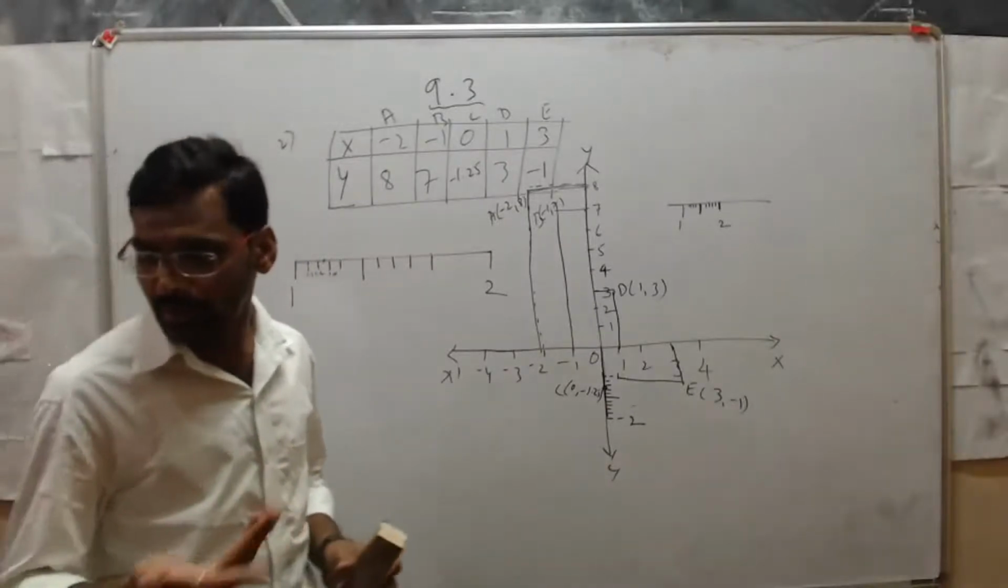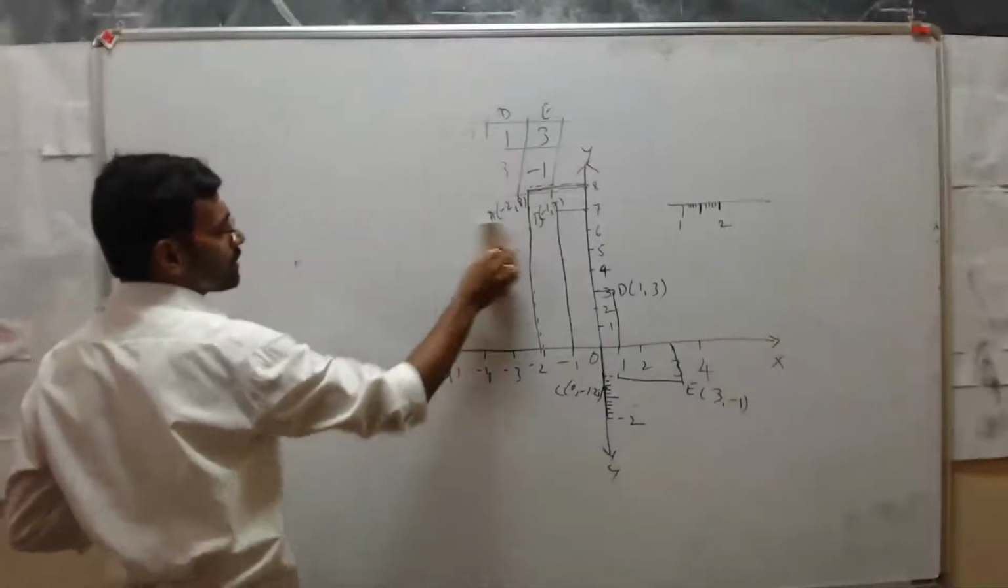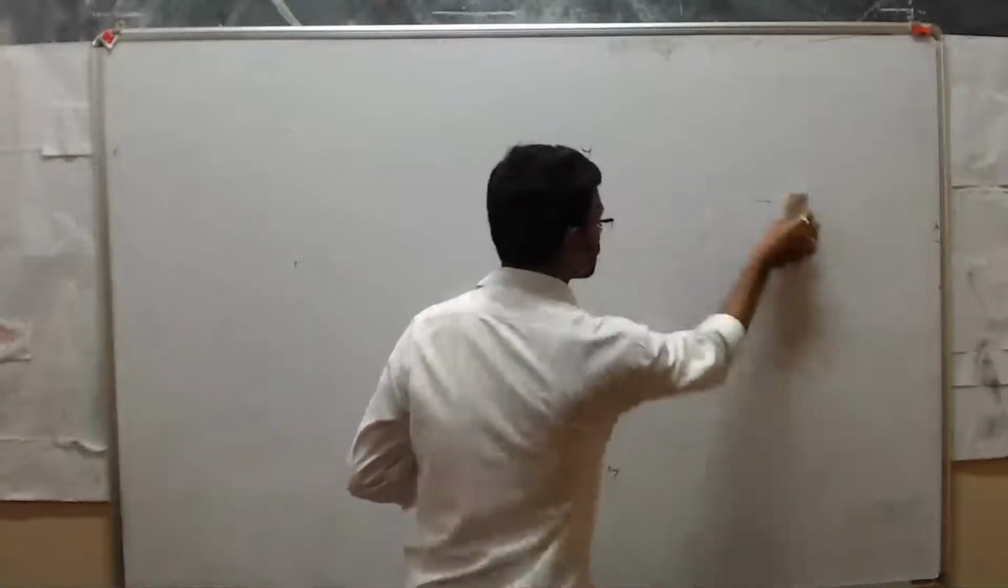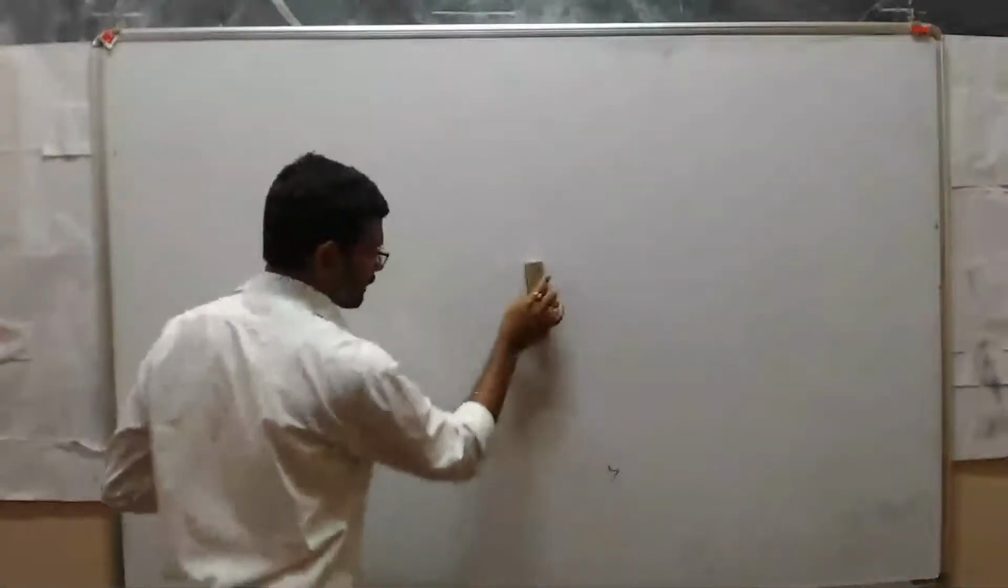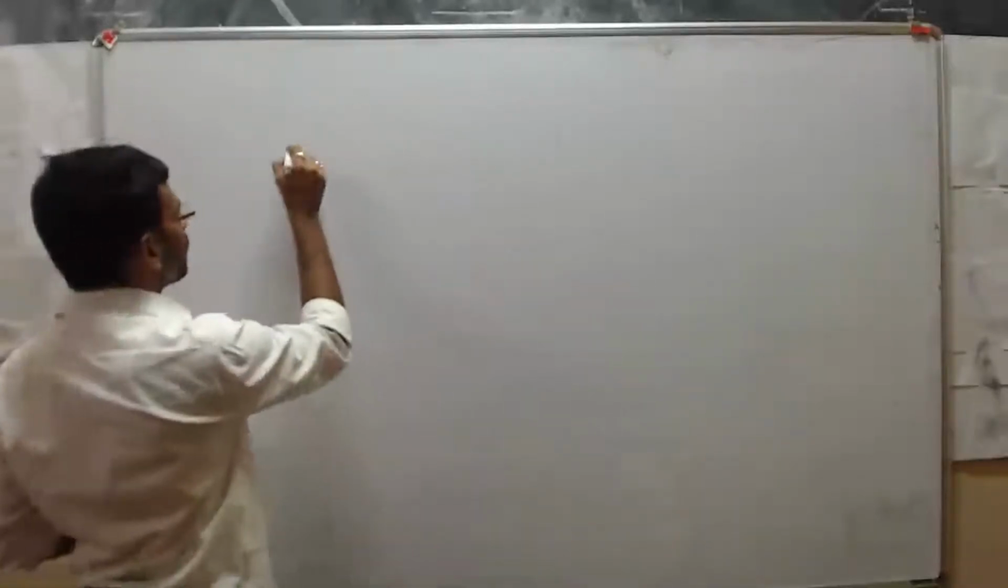Tomorrow we will start a new exercise. Now write down some example homework problems. You have to represent these points on the Cartesian plane. Homework problems, first one.